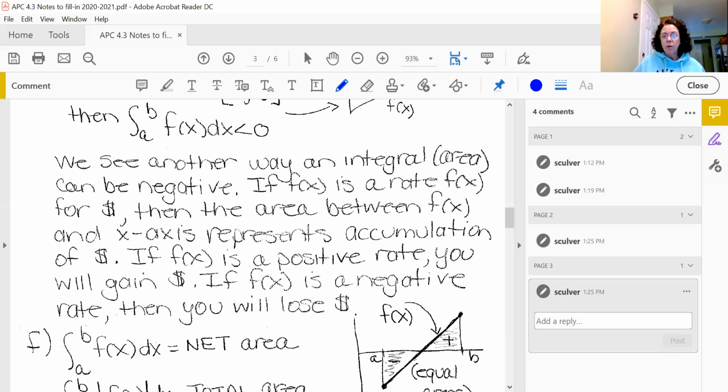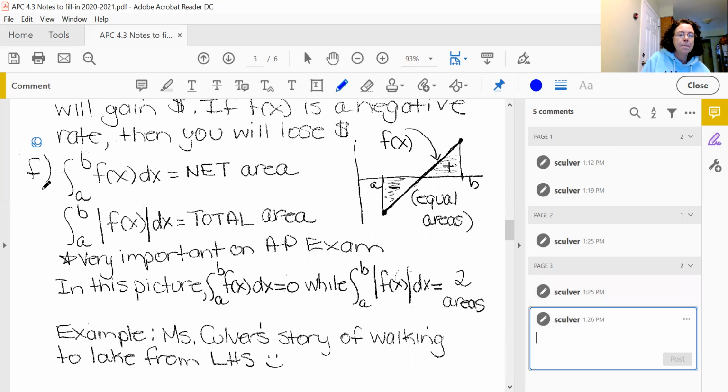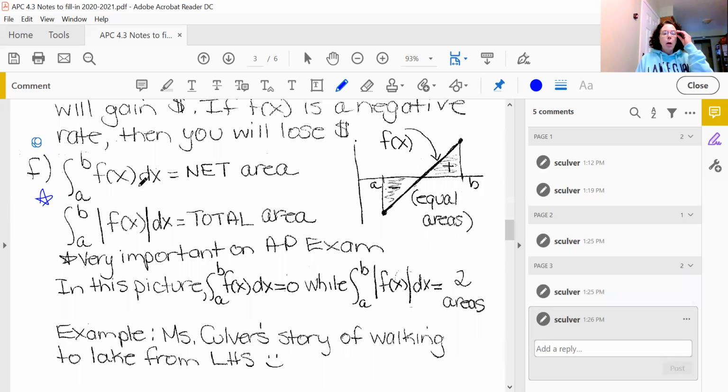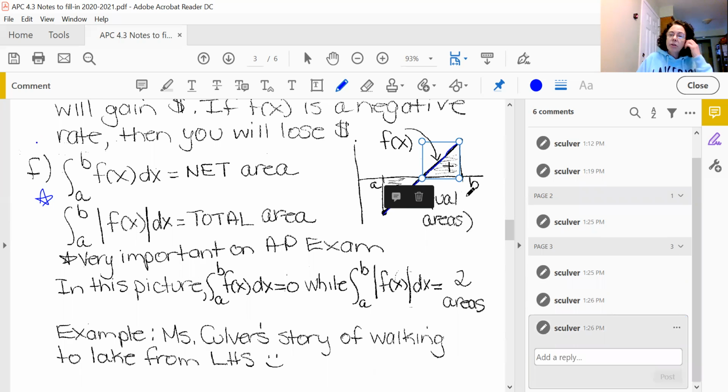Okay, so this brings us to F. This is very, very important on the AP exam, on F right here. Okay. When you integrate, let's say that f of x is not just above the x-axis and not just below the x-axis, but it's a little bit of both. Hold on here. I'm going to have to fix that. Hold on. This is going to take a sec.